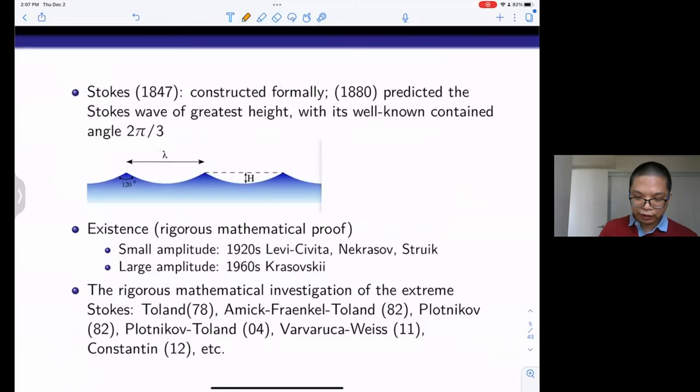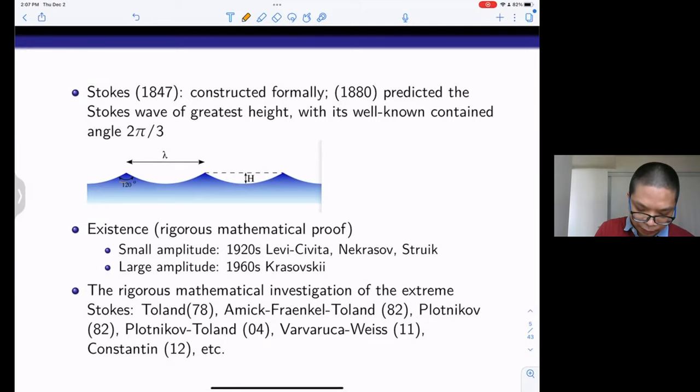This kind of periodic traveling wave was formally constructed by Stokes in 1847. And in particular, there is a Stokes wave of greatest height, and there is a special angle here, 2/3 pi, so this is the wave of greatest height.